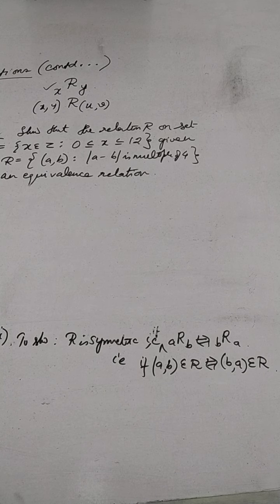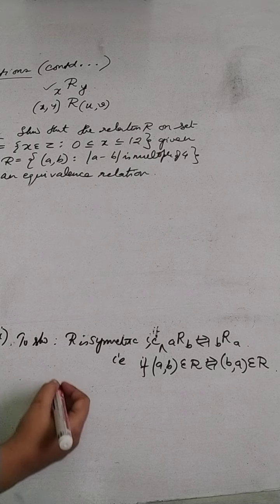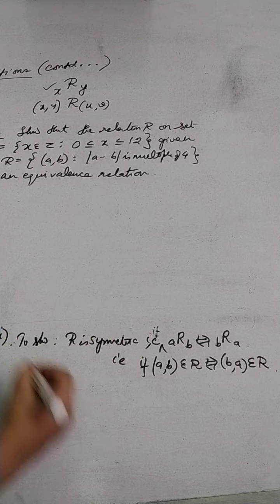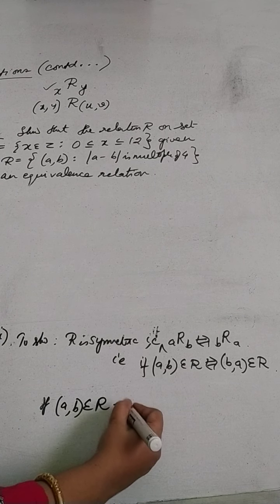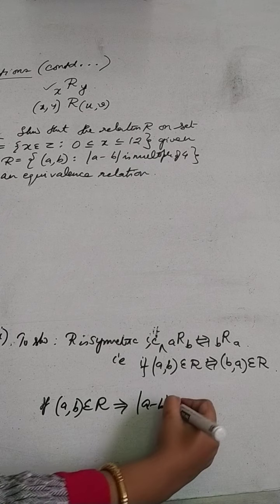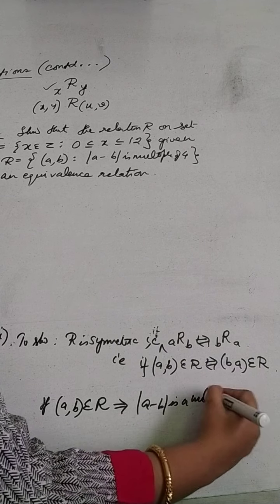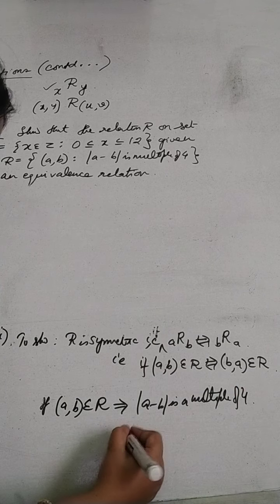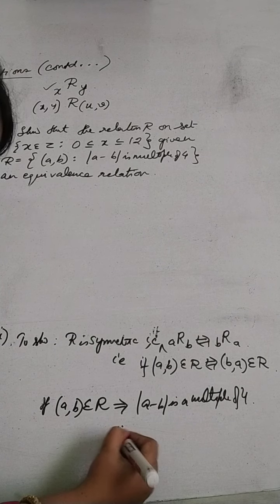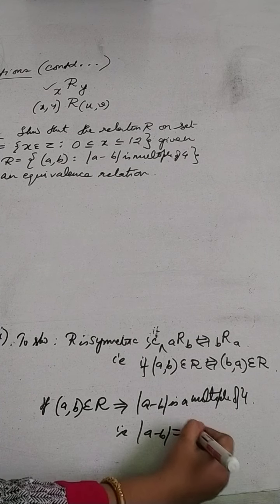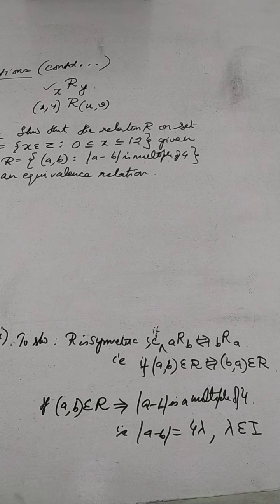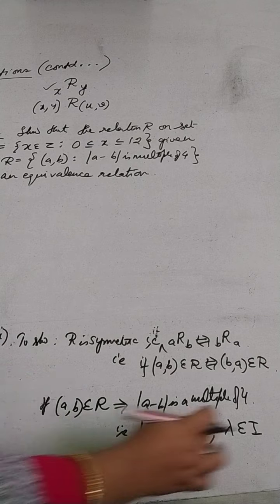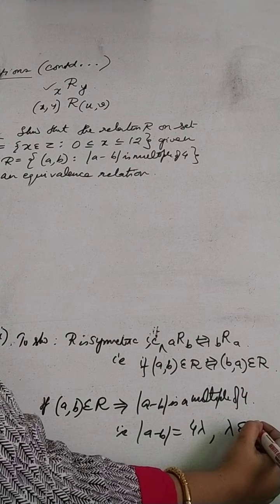So now, AB belonging to R, what does it mean? If AB belongs to R, what does it imply? It implies modulus of A minus B is a multiple of 4. You can take a particular case, that is, modulus of A minus B is equal to 4 lambda, where lambda is an integer, or you can say a natural number, or a whole number, whatever.